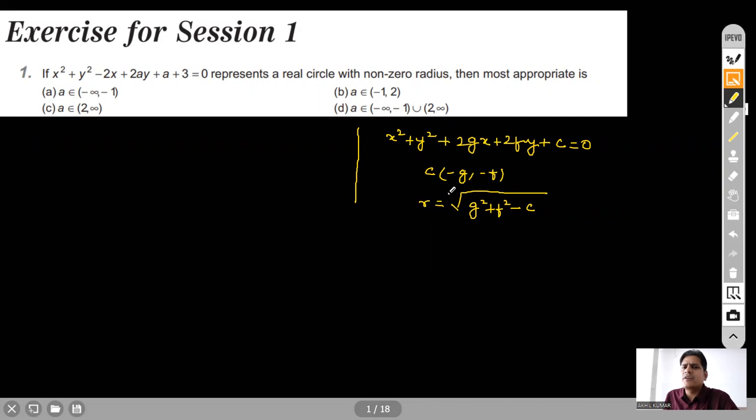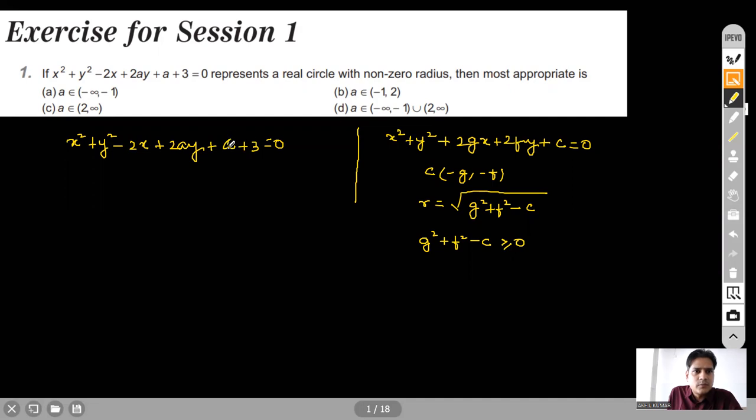Okay, so whenever we say that a real circle exists, what does it mean? It means that the quantity under this square root, that is g square plus f square minus c, must be greater than or equal to 0, right? Then only the real circle will exist. Now what's given here, we will compare this with the standard equation of circle. So let me write the given equation of circle. This is x square plus y square minus 2x plus 2ay plus a plus 3 is equal to 0.